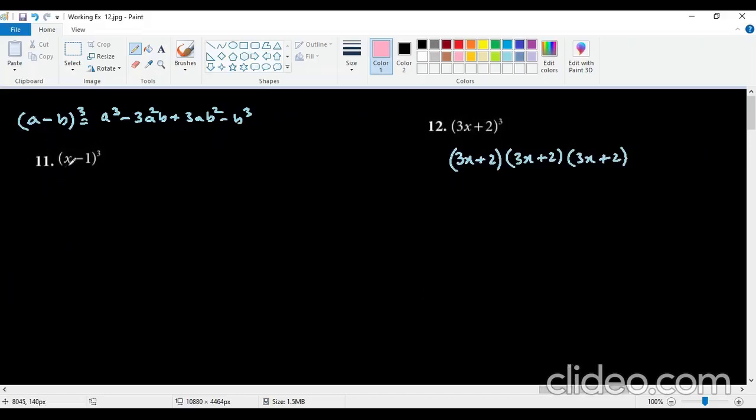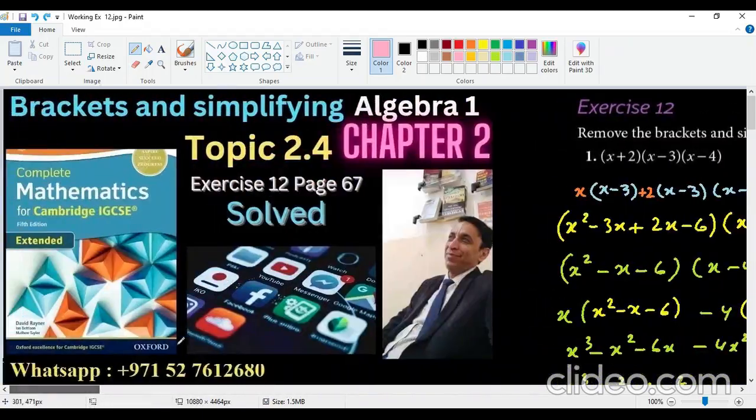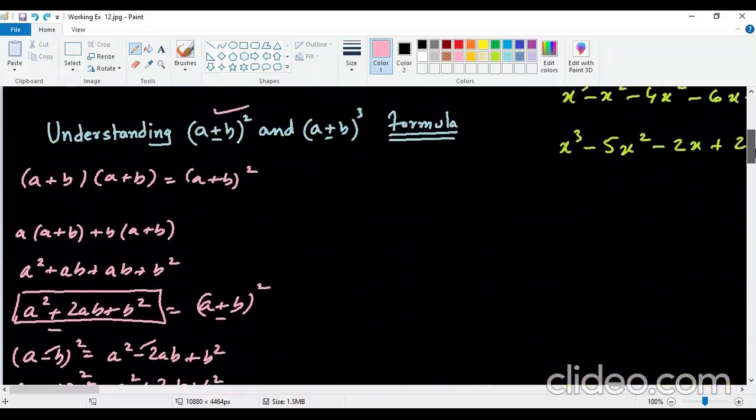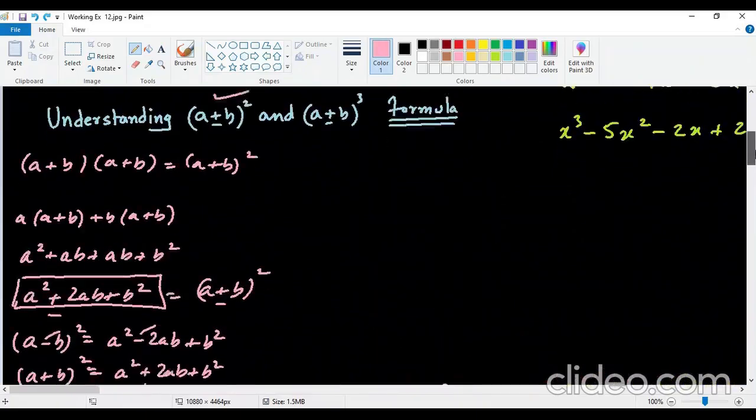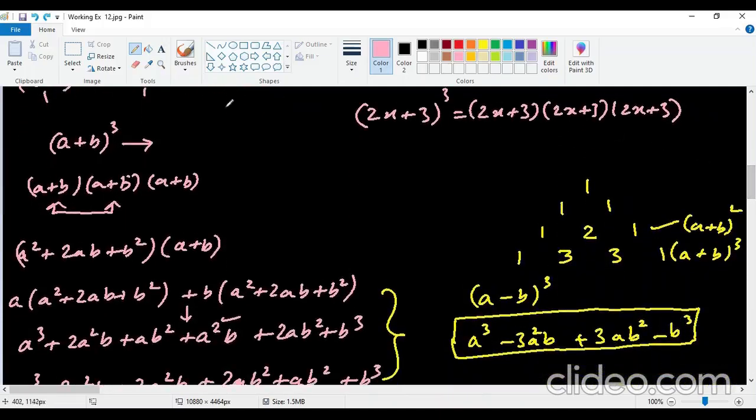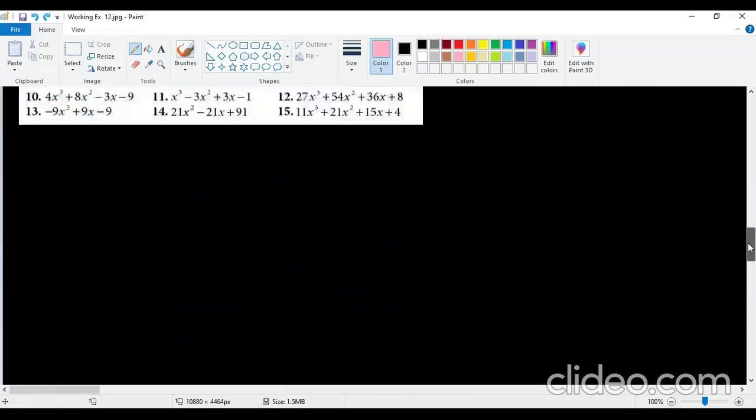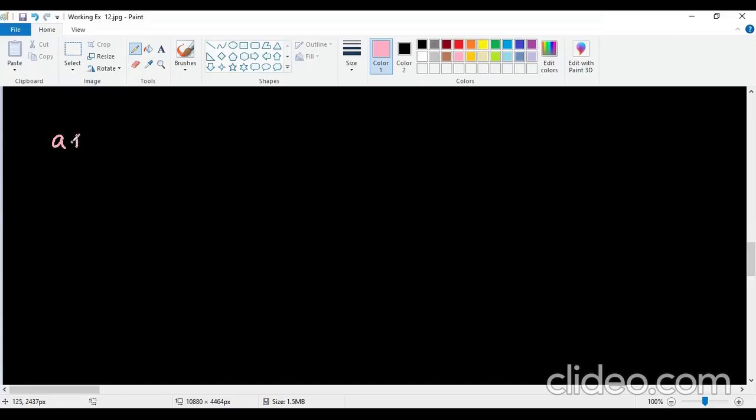Now here, this is the formula I have already explained to you. For example, if this one is A and this one is B, with a negative sign in between, and you have a cube, what to do with this kind of question? If you remember, in the very beginning of the video I explained how to find the value of a plus b whole square and a minus b whole square. And here, I have explained how to get the value of a plus b whole cube and a minus b whole cube. Just to give you a review, if you have a plus b whole cube, how do you get this? A cube, and then you write plus 3 A squared B, with the space, plus 3AB squared, and at the end you write plus B cube.